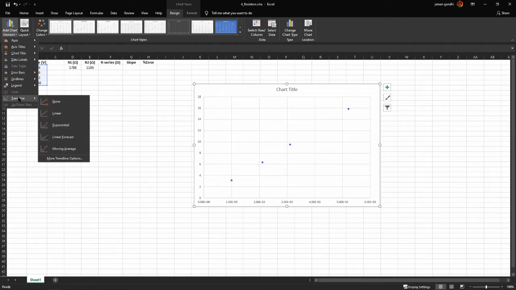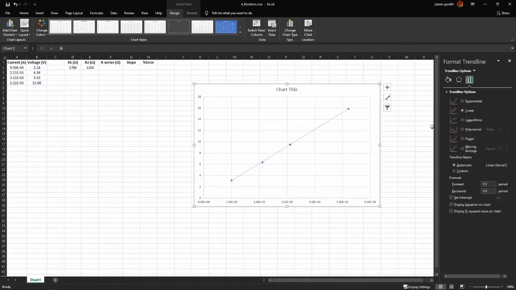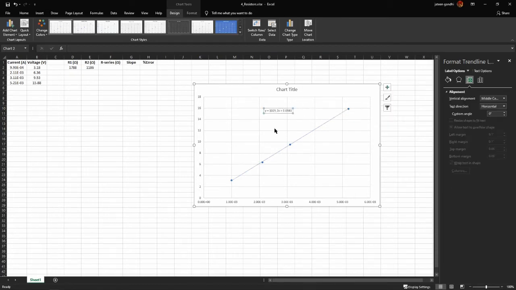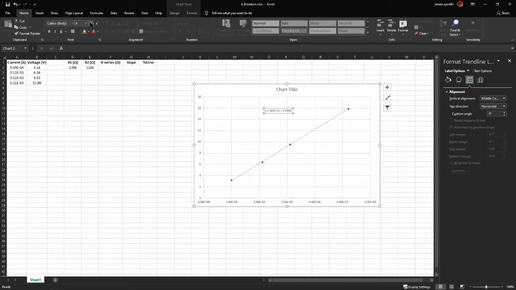For this trend line, we don't just want the trend line, we also want the equation. So we need to open the more trend line options here. Click that, and you can see on the right here, it has opened a panel where it has selected a linear trend line. As you can see, it's going through nearly all of the points. What we want is the equation, which is this option here, display equation on chart. Select that, and bingo, it gives us the equation in the y equals mx plus b format. And I'm gonna increase the font size here.